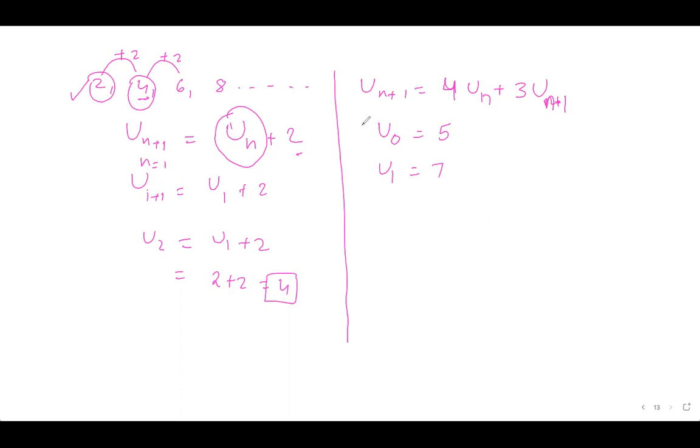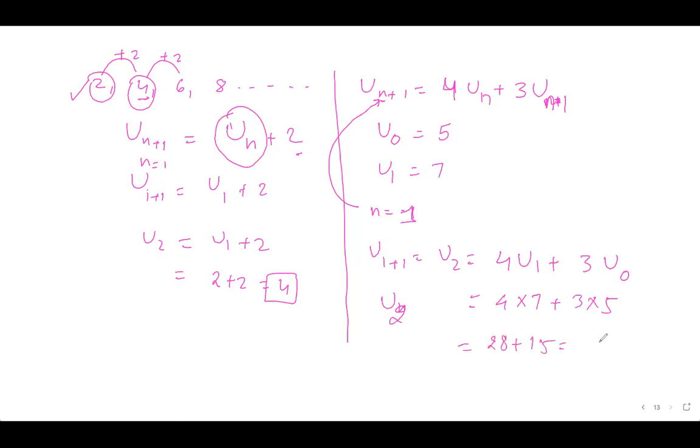So for u2, kids, obviously you can see that I have n plus 1. So if I replace n with 1 here, I get u(1+1), which is u2, equals 4u1, replacing n with 1, plus 3u0, because 1 minus 1 is n minus 1. So from here, you can get the previous values. 4u1 is 4 times 7, plus 3u0, which is 3 times 5. So this is your u(n+1), which is u2. Here it becomes 28 plus 15, which is going to be 43.